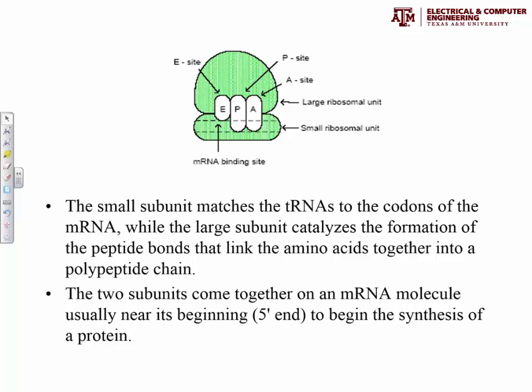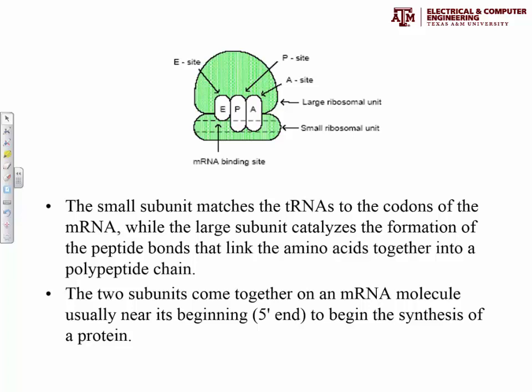It has an A site, a P site, and an E site. The size of each of these sites is such that a tRNA molecule can fit in. One tRNA molecule fits at the A site, the next tRNA molecule at the next site, and so on. The role of the small subunit is to match the tRNAs to the codons of the messenger RNA, while the large subunit will catalyze the formation of the peptide bonds, which link the amino acids together into a polypeptide chain or a protein.